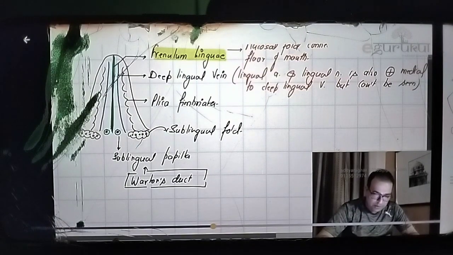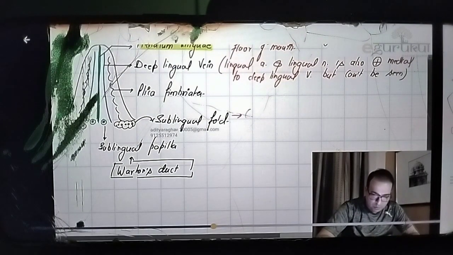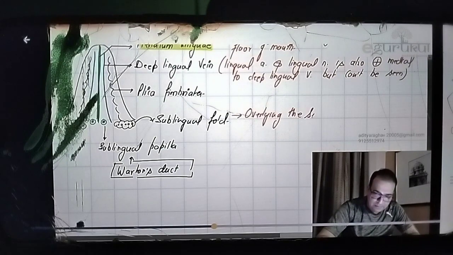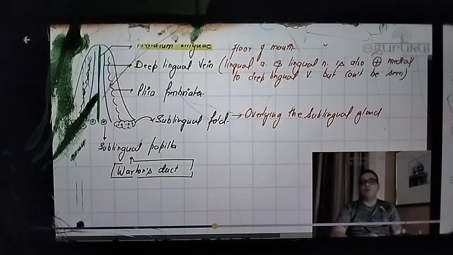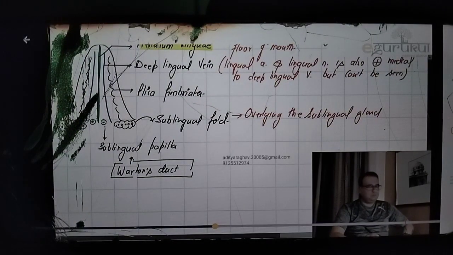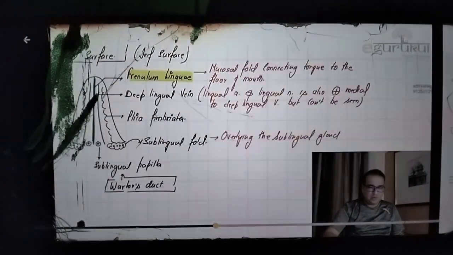So this sublingual fold, what are they doing? Let me just write it here itself. They are overlying the sublingual gland, and of course these small ducts you can see. These are the openings of the sublingual gland ducts itself. There is one major duct which is opening on the side of this frenulum linguae. That is where we have the sublingual papilla, for the Wharton's duct. So again, nothing to write about it separately.